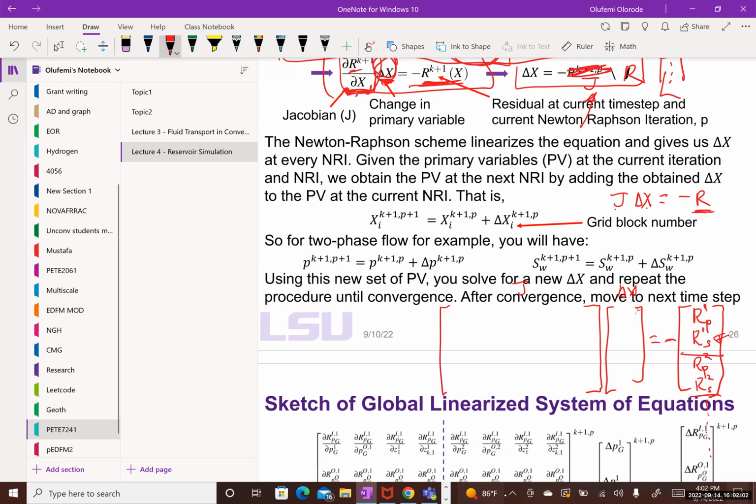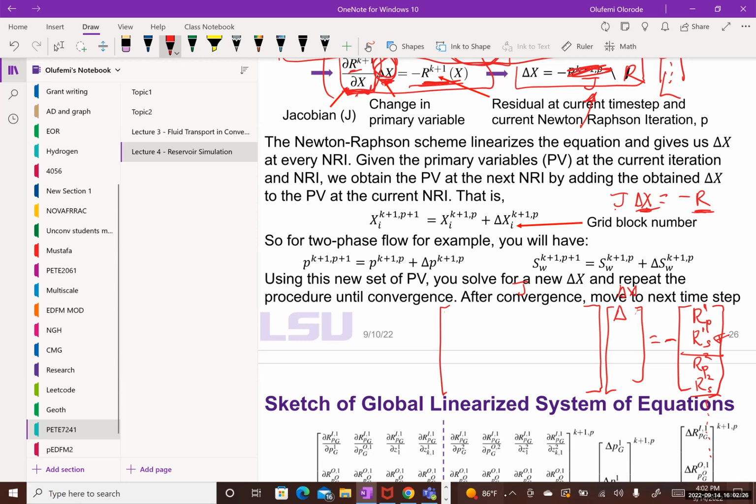So any multi-physics problem they give you, that's how it will be. If there are 20 equations in each grid block, list all the residuals for all the 20 equations, grid block 1, and then repeat this block structure, and keep going. So the right-hand side is straightforward. This delta x is also straightforward. It's also a vector, right? So delta what? P or S?